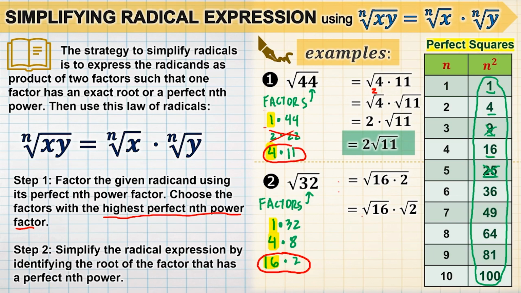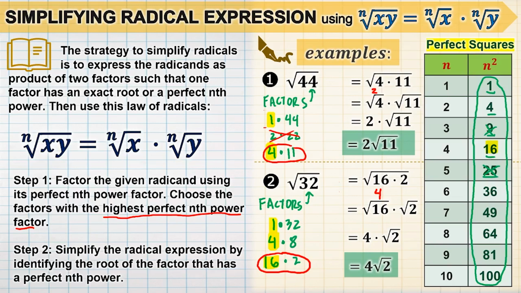Wherein, pwede na natin gamitin yung law of radicals na nakalagay dito sa gilid. Pwede natin paghiwalayin yung square root of 16 times 2 into square root of 16 times the square root of 2. And then after that, we can get the square root of 16. The square root of 16 is just equal to 4. So, we can write this one as 4 times the square root of 2. Si 2 ay mananatili lang sa loob dahil siya ay nakasimplify na. So, we can write this as 4 square root of 2. Gets po?